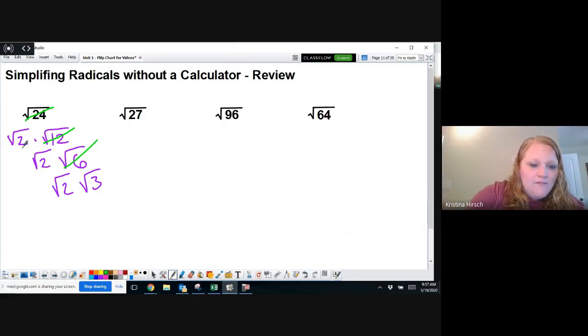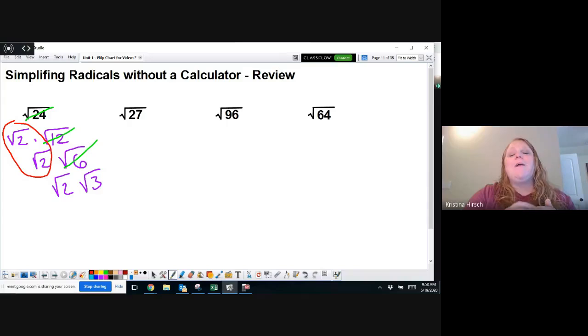All right, so if I looked at this original problem that I have here, the square root of 24, I have a perfect pair of 2s. So that's Mr. and Mrs. 2. They get married. They get to come out of the house, right? So Mr. and Mrs. 2 times.